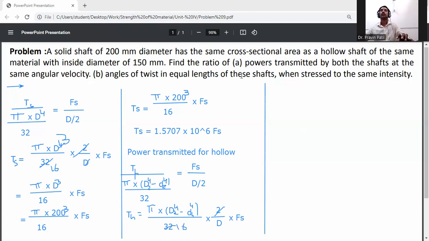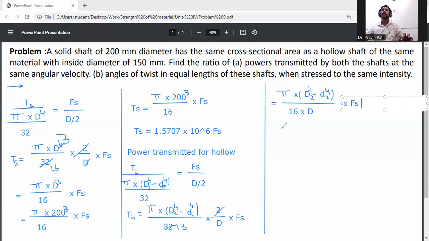So we get π into D² raised to 4 minus d² raised to 4 divided by 16D, that is divided by 16 into capital D into Fs. Put all these values here.